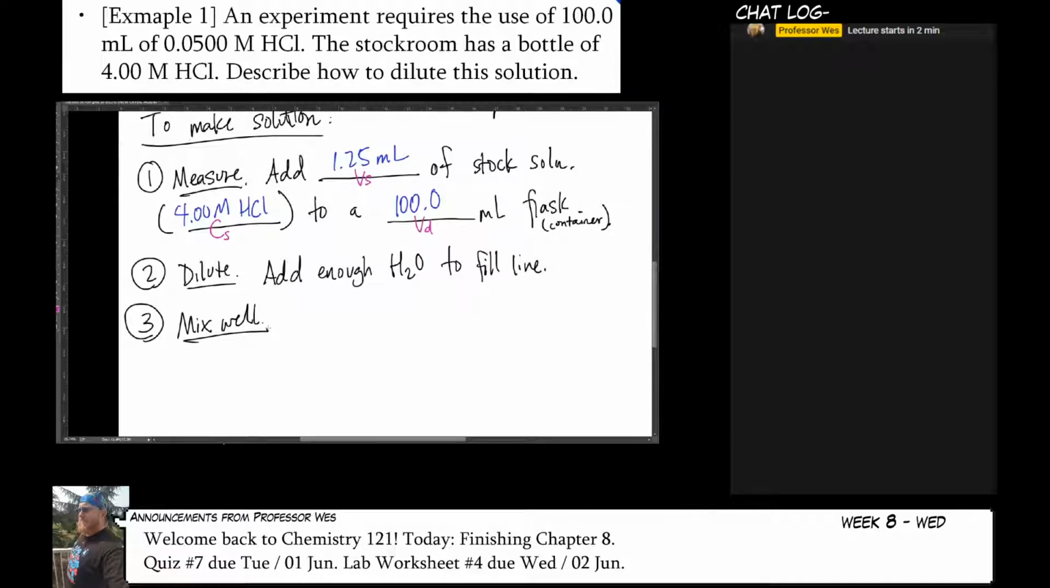Step 3 is simply just mix it really well. If you don't mix it, then all your solutes are at the bottom, all your water's at the top, and then if you try to use it immediately, you get mostly water at the start, and that's no good.